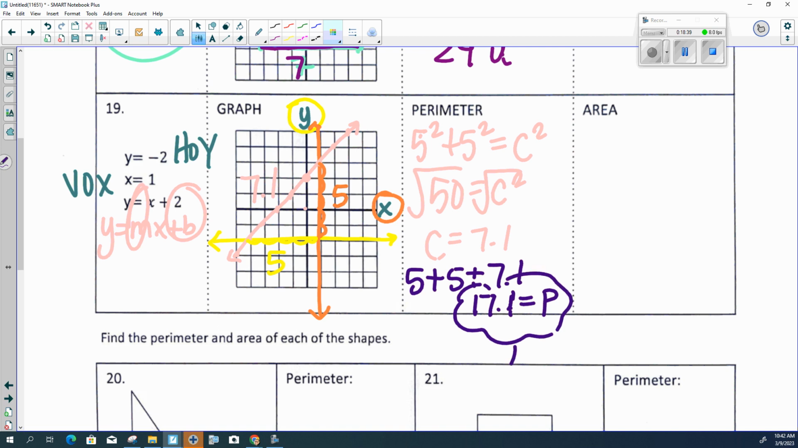Okay, and then area for triangles. Think of the formula. So the base and the height are the 5 and the 5, and I know that because bases and heights meet at 90-degree angles. So 1/2 of 25 is 12.5, and these are square units.